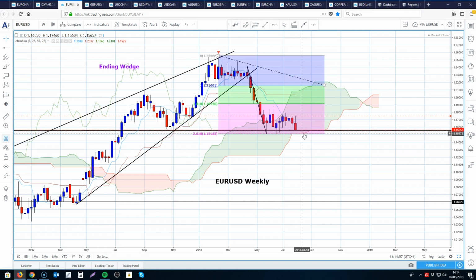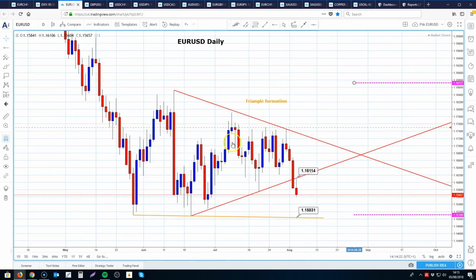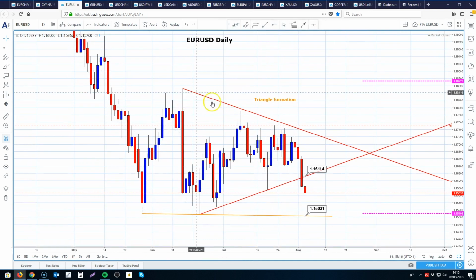It should be noted that the long-term bias is still to the downside, but we're expecting a correction higher before the next move lower to complete this wedge target. If we go to the daily chart, we broke out of this triangle formation to the downside on Thursday. We then had a retest of the breakout level at 116.11 on Friday, and then we started to move lower.